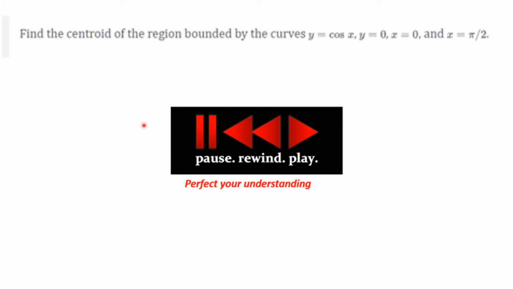Here's another problem for you. Find the centroid of the region bounded by the curves y equals cosine x, y equals 0, x equals 0, and x equals pi over 2. You know what to do. Let's see how you did.